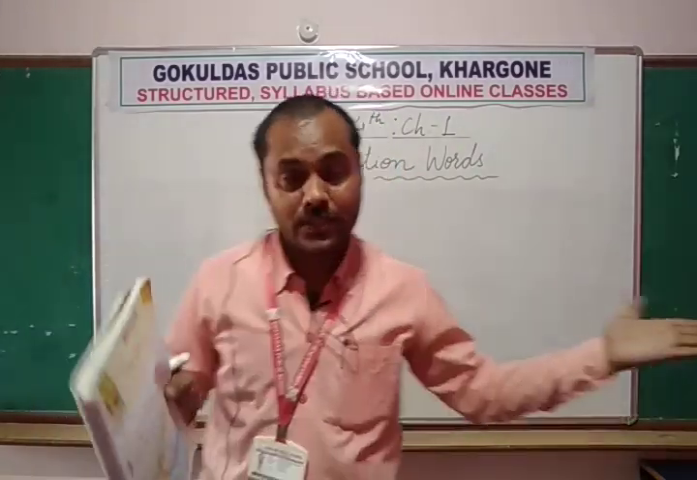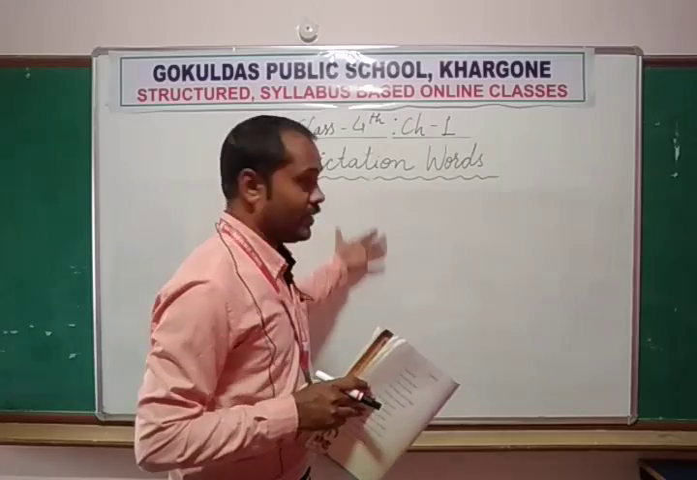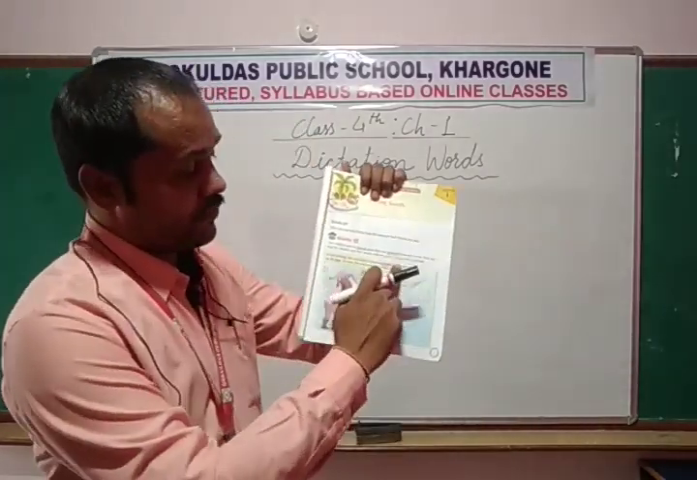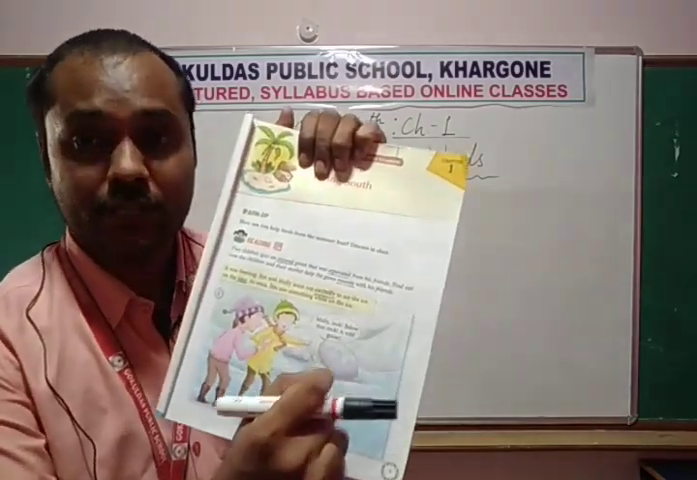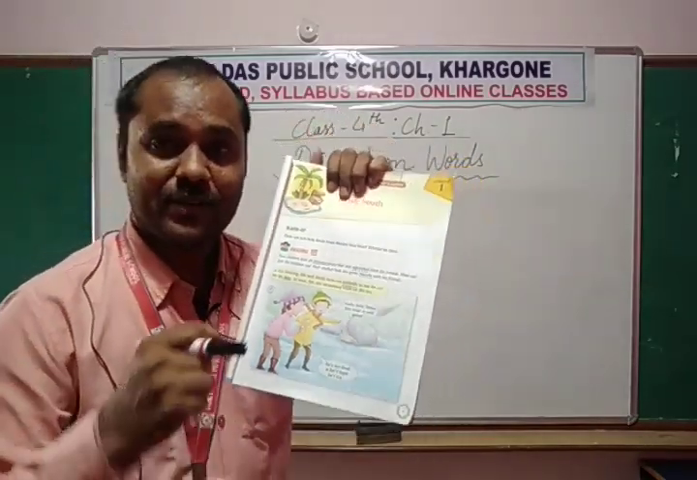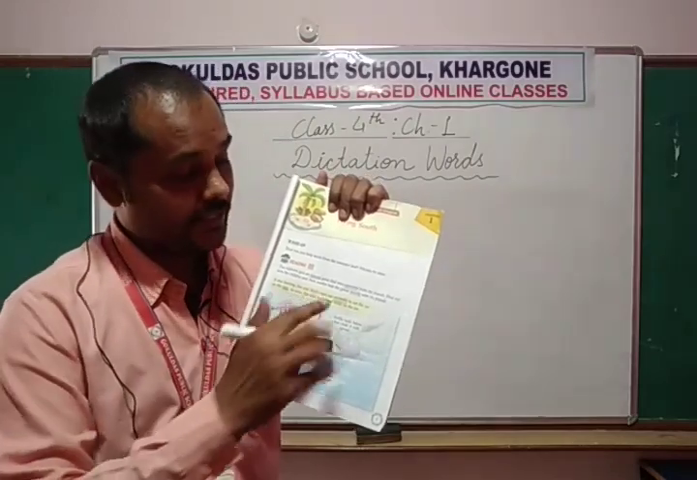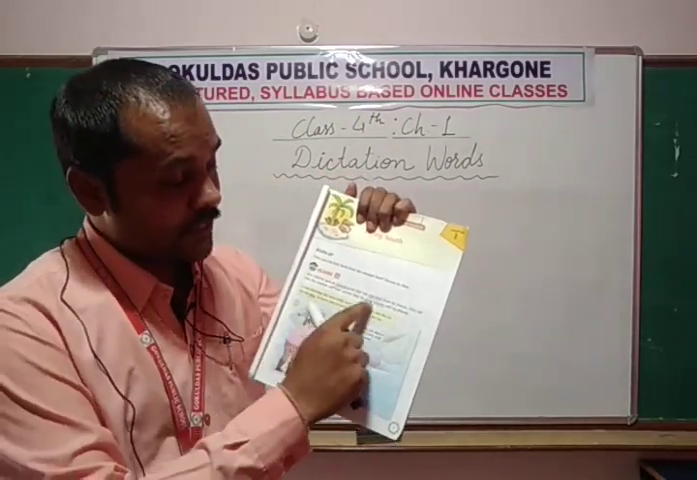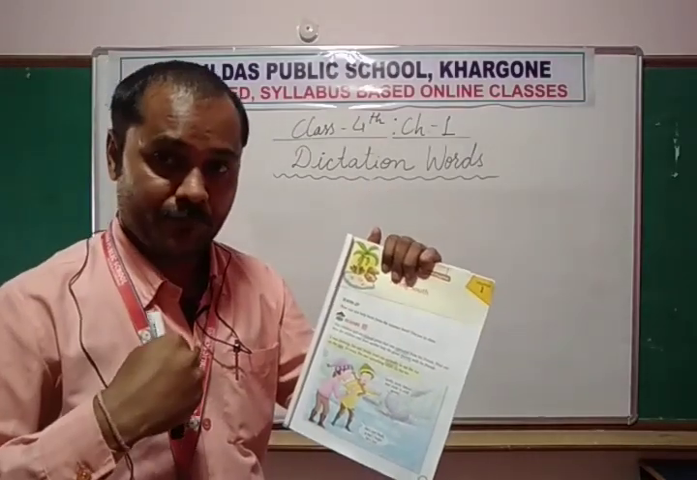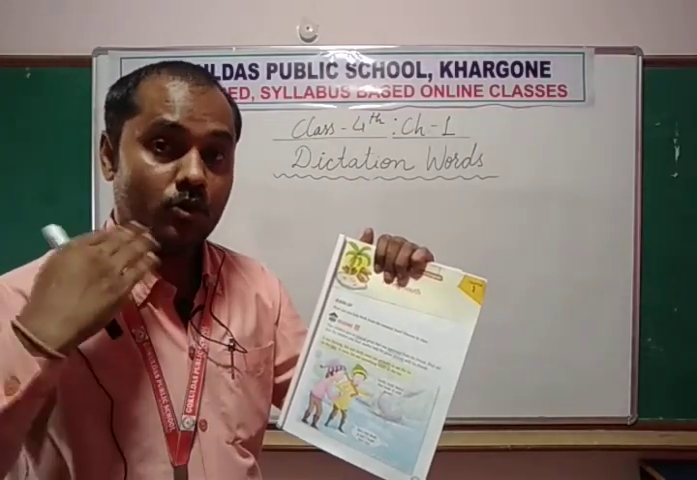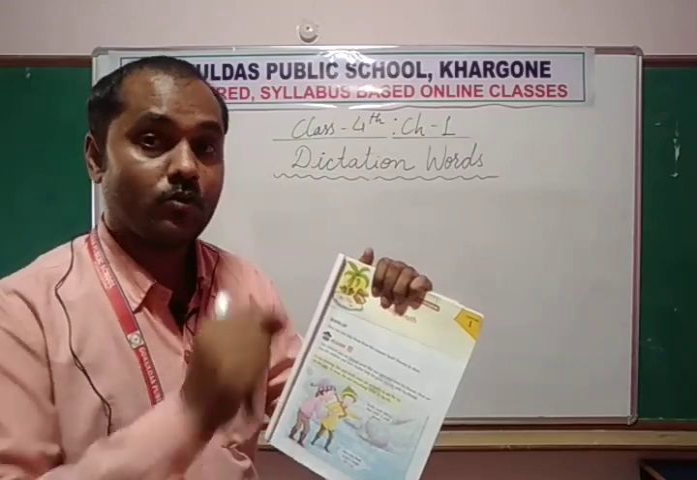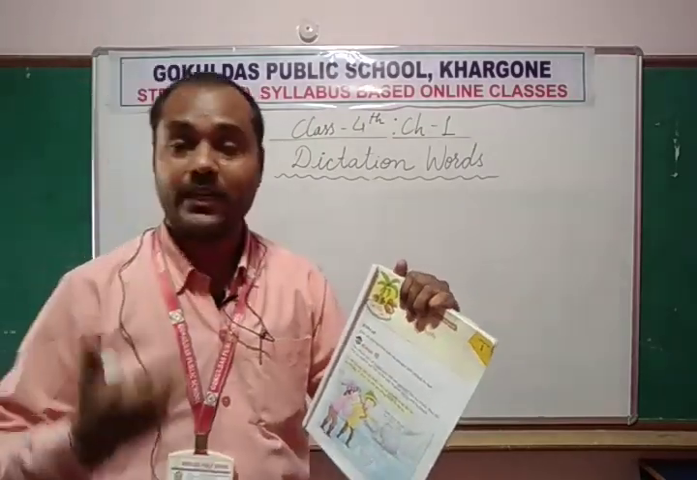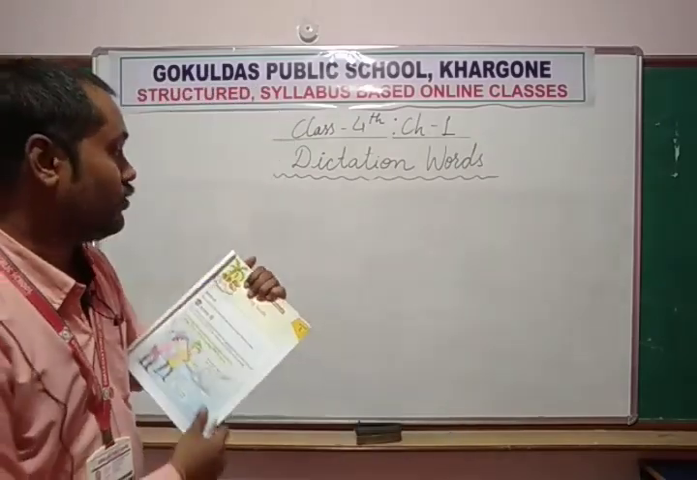Then on the next page you will start dictation words. What are dictation words? These words which we have underlined with the pencil. Do you remember? When we are explaining the chapter, at the same time we underline the words with pencil. Okay. So now these words we need to learn. We need to know how to pronounce them and how to spell them. What is the correct spelling and how to learn that spelling. This we need to learn.